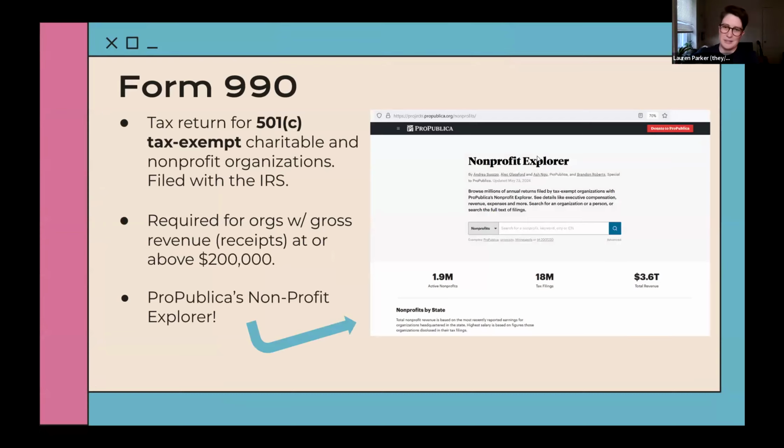Great. All right. So I'm going to try to walk us through over the next 20 minutes or so one super helpful tool, which is the Form 990.